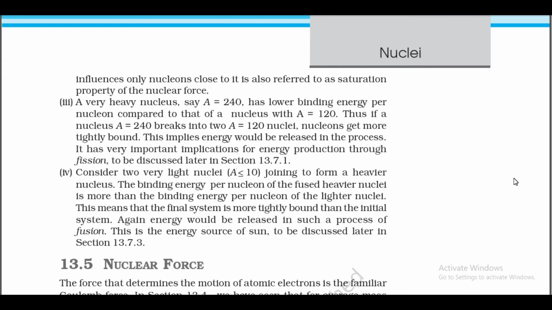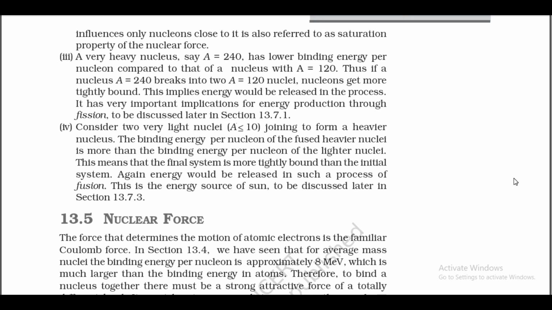Third, a very heavy nucleus, say A = 240, has lower binding energy per nucleon compared to that of a nucleus with A = 120. Thus, if a nucleus with A = 240 breaks into two A = 120 nuclei, nucleons get more tightly bound. This implies energy would be released in the process. It has very important implications for energy production through fission, to be discussed in a later section, 13.7.1.